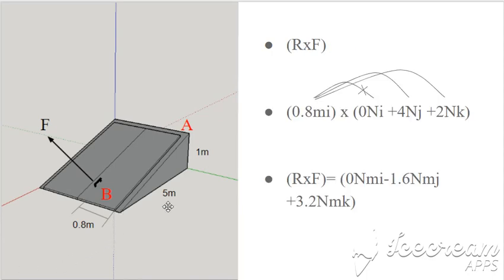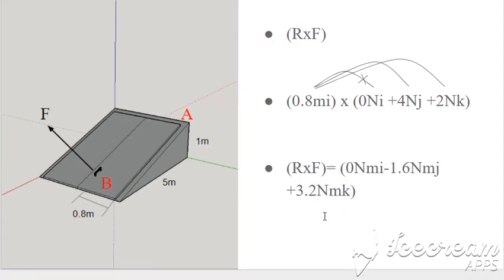Now that we have determined both the R and the F, we can find the cross product using R cross F. When using the cross product, any I, J, or K component crossed by the same component equals 0. So, for example, 0.8 meters I cross 0 newtons I equals 0 and cancels out as seen. While 0.8 meters I cross 4 newtons J equals 3.2 newton meters K, which is found to be positive using the right-hand rule.